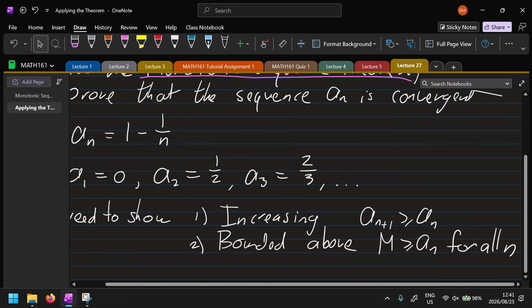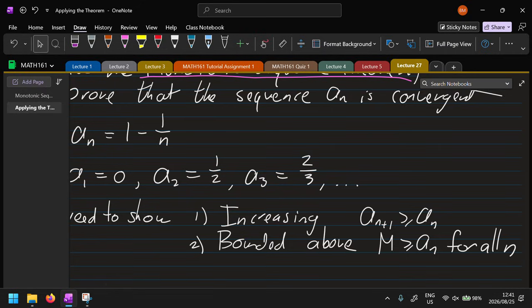So there are 2 steps that we need to follow. In the quiz, I will break it down into the individual steps. So step 1, is it increasing or decreasing? Showing it's increasing, showing it's bounded above, and then the conclusion will be broken down into those steps. For the test and the exam, I will not give you the steps. I will just say, show it's convergent. You then need to provide the steps.